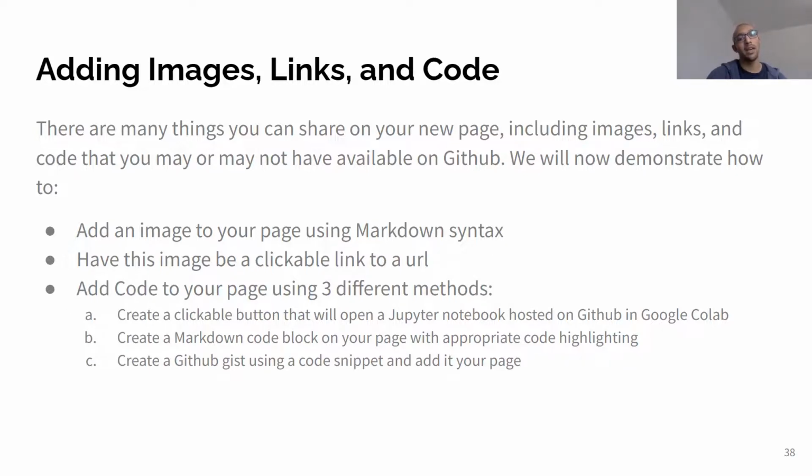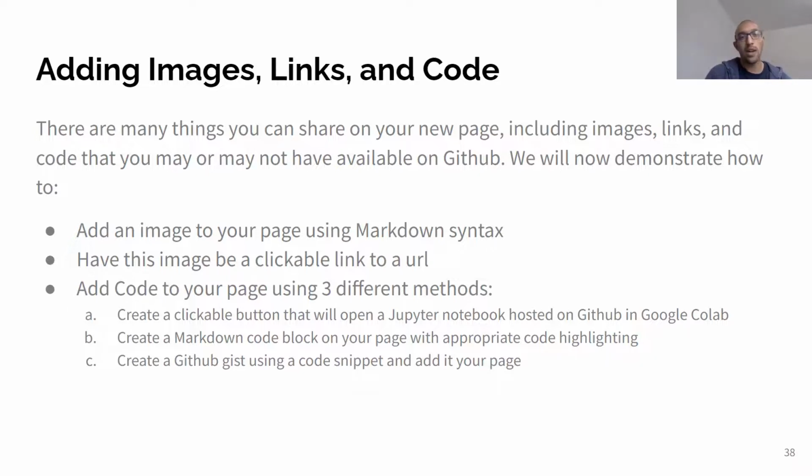One will be to create a clickable button that will open a Jupyter notebook, hosted on GitHub, but it'll open it in Colab. And then another way would be to directly display your code on your page using the Markdown code block with appropriate code highlighting for a set of allowable languages. And the third way we'll display code will be using a GitHub gist.